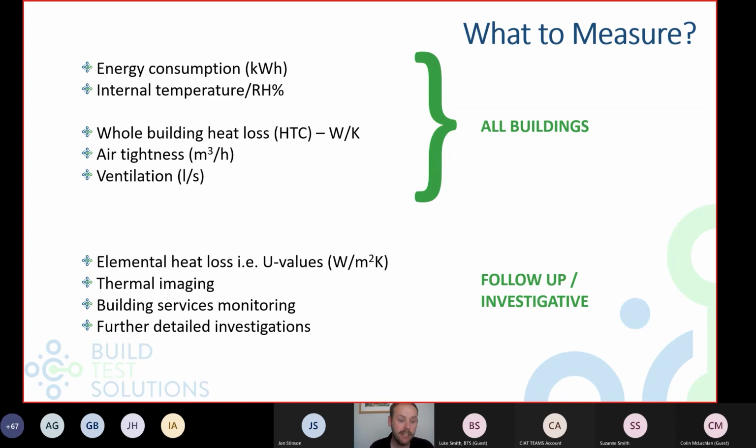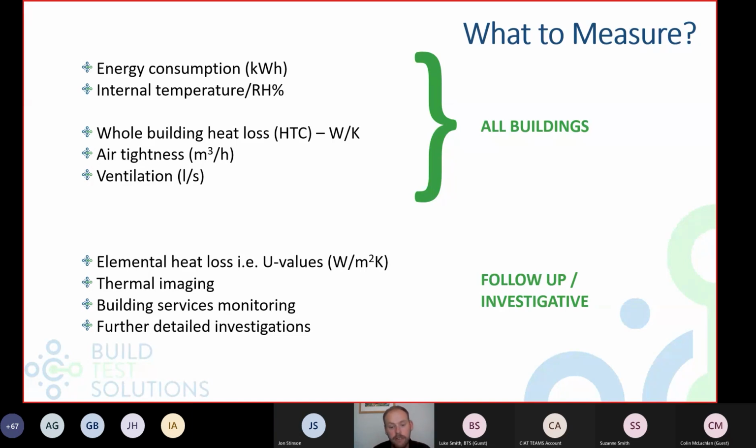And then key is air tightness and ventilation, two different but linked metrics. Air tightness is about how much air is moving into and out of the building through cracks and gaps. And ventilation is how much air we're deliberately adding to the building to make sure we've got enough fresh air inside. So those are metrics you might measure first up as your health check on the building.